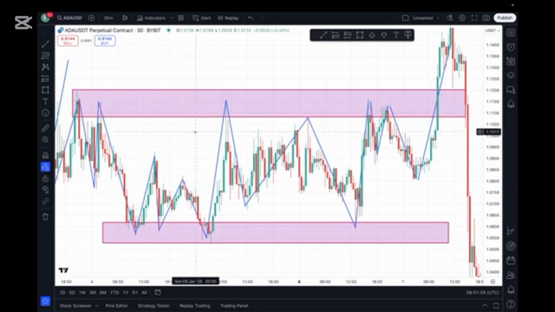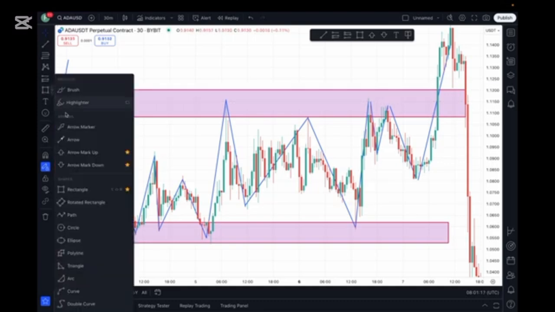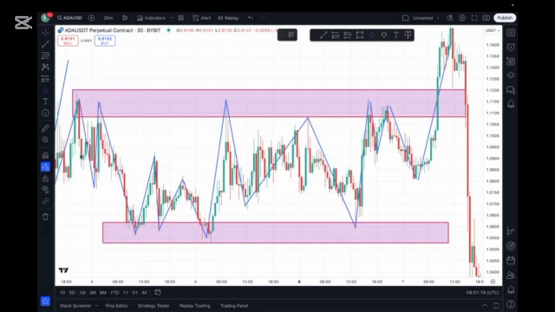And I said we have multiple rejections. So these are the rejections. Let me just use my arrow to show you. So I just come right here. This is where you can see the arrow, this rectangle part. Click on it and then click on arrow. So let me just use this arrow.